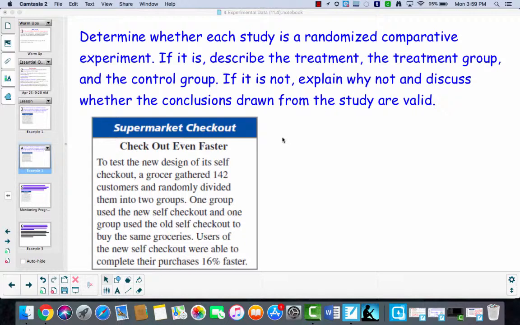So we're going to test the new design of a self-checkout. A grocer gathered 142 customers and randomly divided them into two groups. One group used the new self-checkout and one group used the old self-checkout to buy the same groceries. Users of the new self-checkout were able to complete their purchases 16% faster.